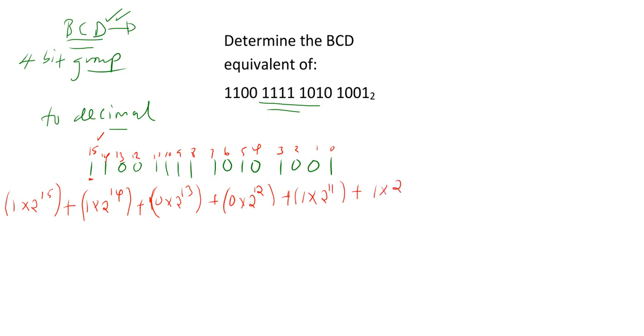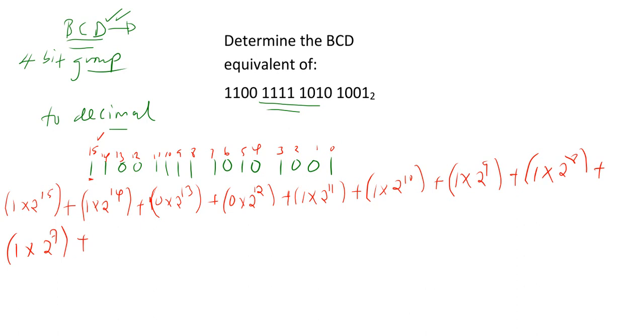1 times 2 power 10. 1 times 2 power 9. We have 1 times 2 power 8. We have 1 times 2 power 7. Then 0 times 2 power 6. 1 times 2 power 5. 0 times 2 power 4. Then we have 1 times 2 power 3.